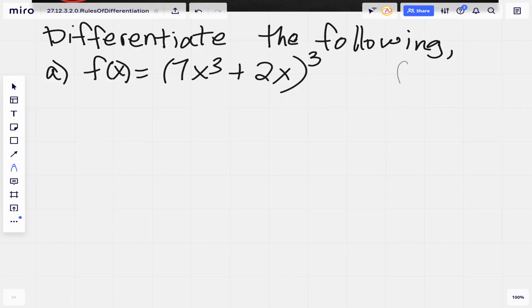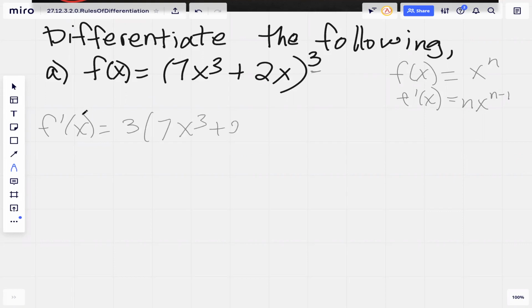So the power rule, maybe you can just write it out here. If f of x equals x to the n, then f prime of x equals n times x raised to the power n minus 1, where n is a real number. So let's use this rule and see what happens. So f prime equals, so 3 is our n, so bring it down, 3 times (7x cubed plus 2x) all raised to the power 2. So 3 minus 1 is 2.